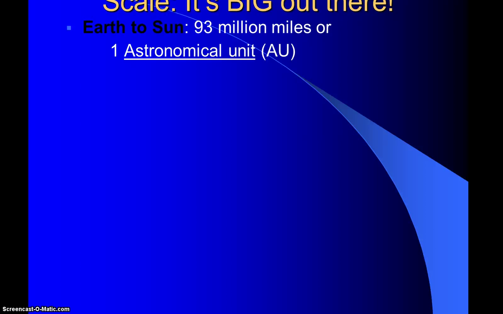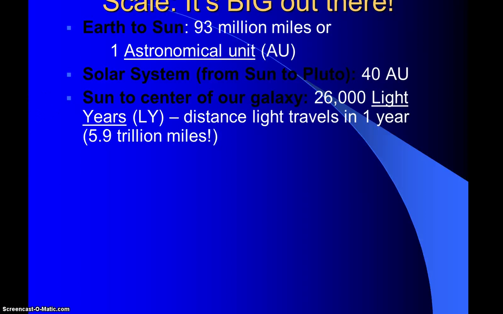So astronomers have established, okay, we need units of distance, and something that we can connect with and understand is the distance from Earth to Sun. So that represents 1 astronomical unit. And just to give you perspective, our solar system from the Sun to Pluto is 40 astronomical units. So if Earth to the Sun is 1 and the Sun to Pluto is 40, that gives you a little perspective on how big our solar system is.